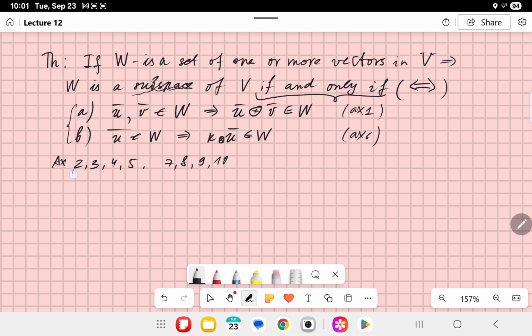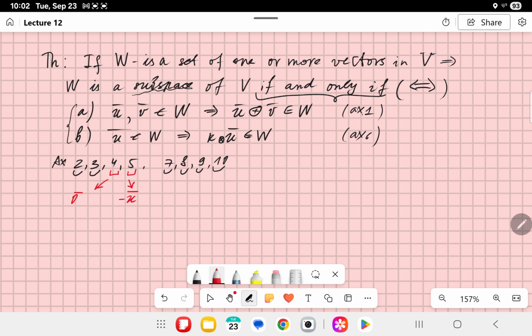Well, axioms 2 and 3 and axioms 7, 8, 9, and 10 are going to work because this is arithmetic which is inherited from the mother space V. So if vectors follow that arithmetic in space V, they are going to follow it everywhere inside, and for that subset, they are going to follow it. The only two suspicious axioms are axiom 4 and 5. Axiom 4 tells that we do have 0. And axiom 5 tells that we do have an inverse in this subspace.